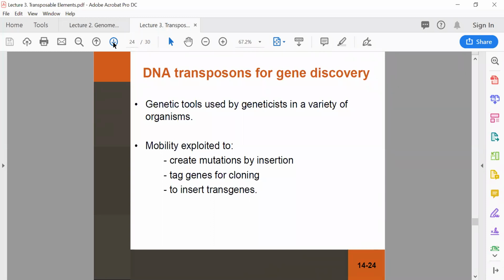All right, DNA transposons for gene discovery, and we are nearly finished. DNA transposons are quite frequently used as genetic tools, and they're used by geneticists in a variety of different organisms. The mobility of these transposons is exploited to create mutations by insertion, to tag genes that they would like to clone, and also to insert certain transgenes into the genome.